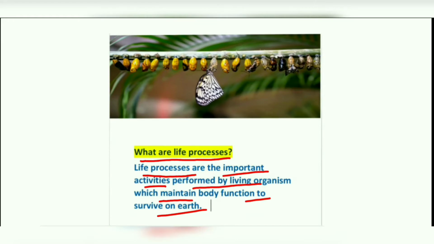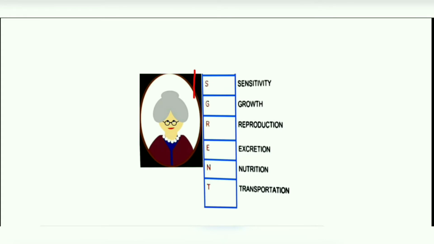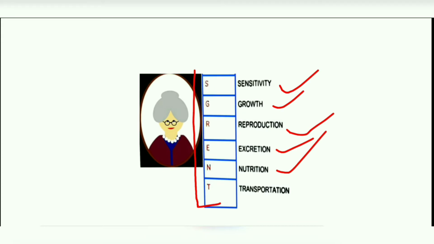These life processes are of 8 types, that is movement, respiration, sensitivity, growth, reproduction, excretion, nutrition and transportation. So how did I tell that? It's easy to remember: Mrs. Grant. S stands for sensitivity, G stands for growth, R stands for reproduction, E stands for excretion, N stands for nutrition and T stands for transportation.